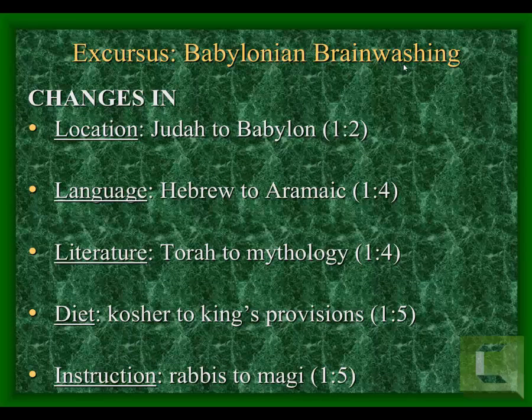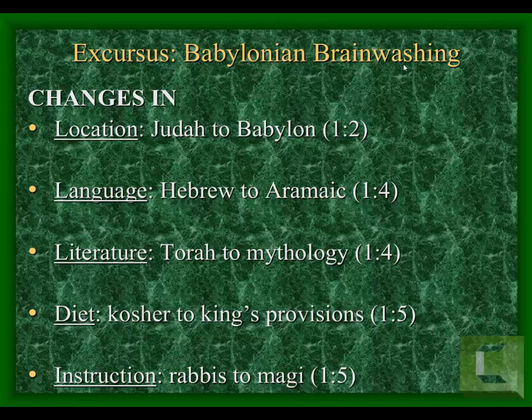The title for this slide and the next could just as easily be Babylonian Reprogramming. Basically, they took young men, the best and brightest young men from Jerusalem. They took them to Babylon in the year 605, and changed everything about them in order to reprogram their thinking. So they changed their location from Judah to Babylon. They changed their language from Hebrew to Aramaic. They changed the literature that they studied from the Torah to Babylonian mythology. They changed their diet from what would have been a kosher diet based on Leviticus 11 to the king's provisions.